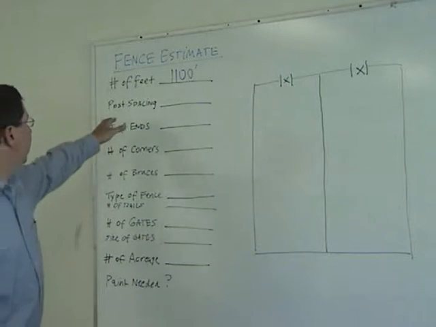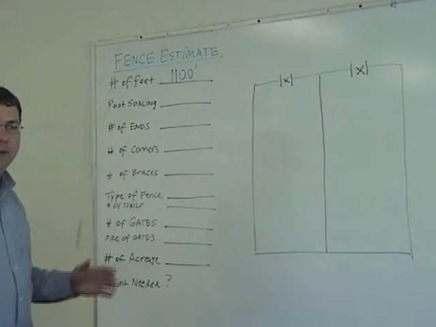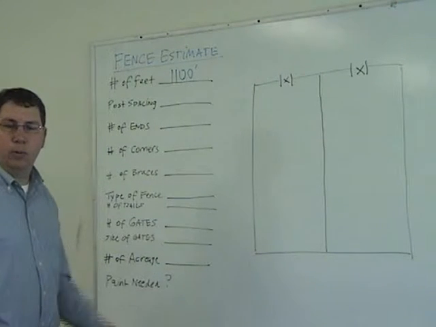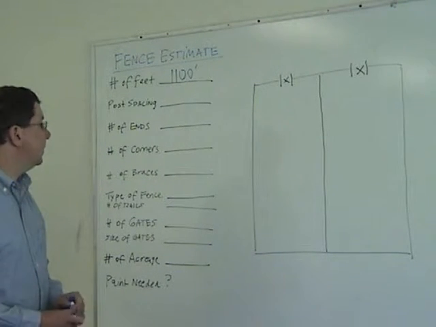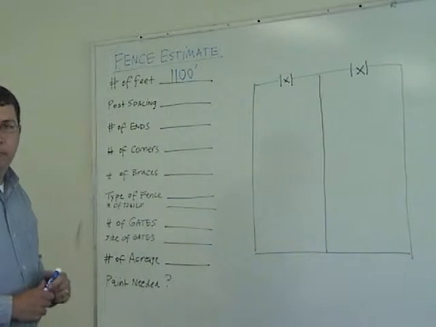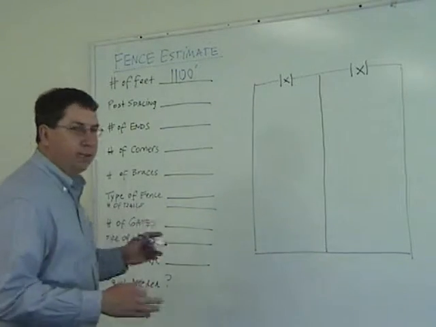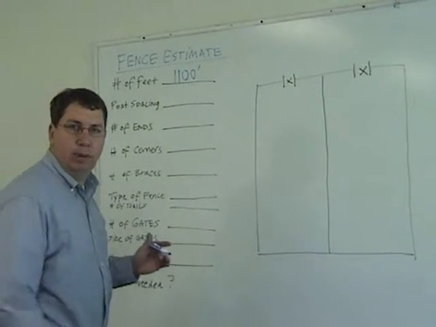The next thing we need to know is the post spacing. Post spacing can range from 8 to 20 feet. In this example, we're going to do 12 feet, which means there's going to be 12 feet in between each post.